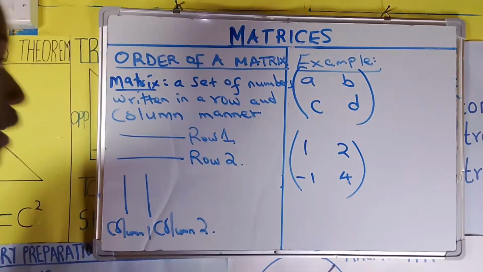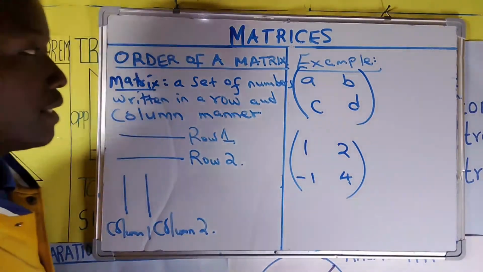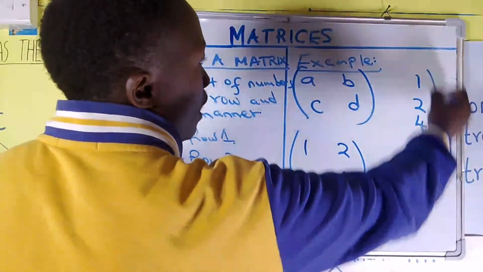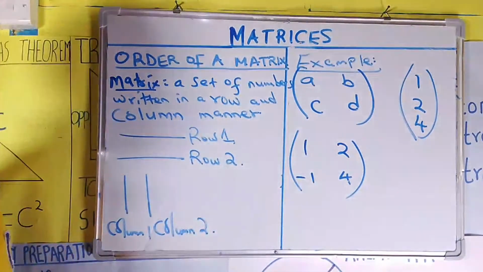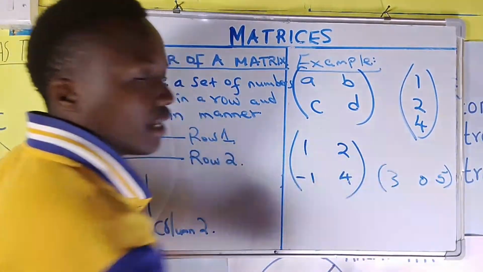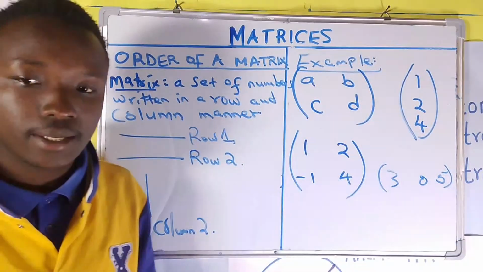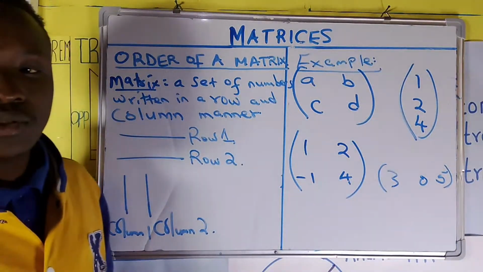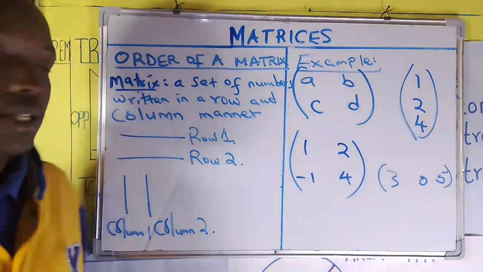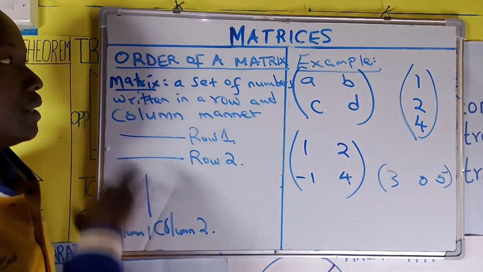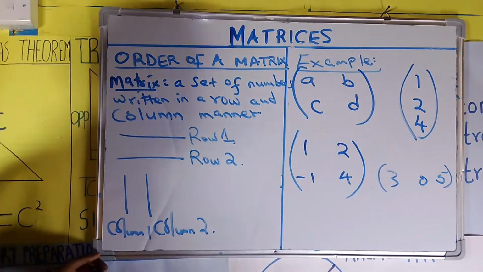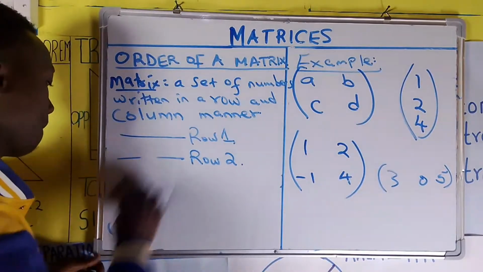Now that we have defined a matrix, this can also be a matrix: 1, 2, 4. That can also be a matrix. 3, 0, 5 can also be considered as a matrix. So what you need to understand is that we have different types of matrices. Before we go further, we will learn the order of a matrix.